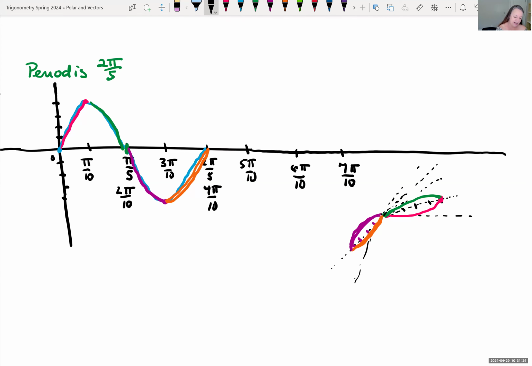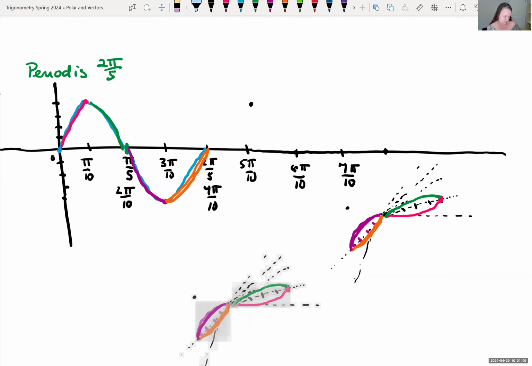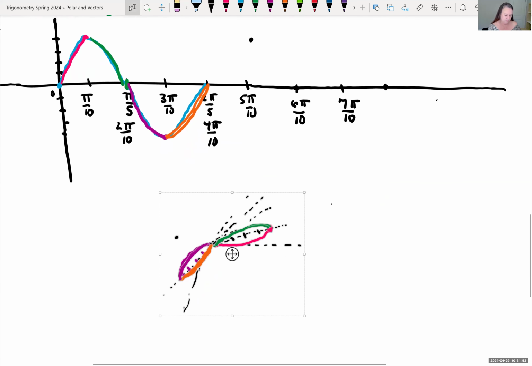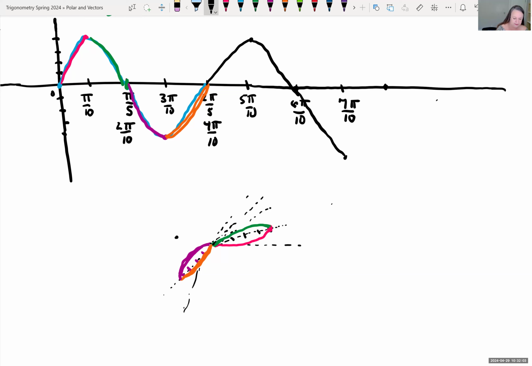So 5 pi/10, we're going to hit our max. 6 pi/10 will come back to our midway line. 7 pi/10 will hit our min. And then 8 pi/10 will come back up to our midway line. Let's see if I could grab this and move it. There we go. So doing this, continuing with our shape of our graph can help us.